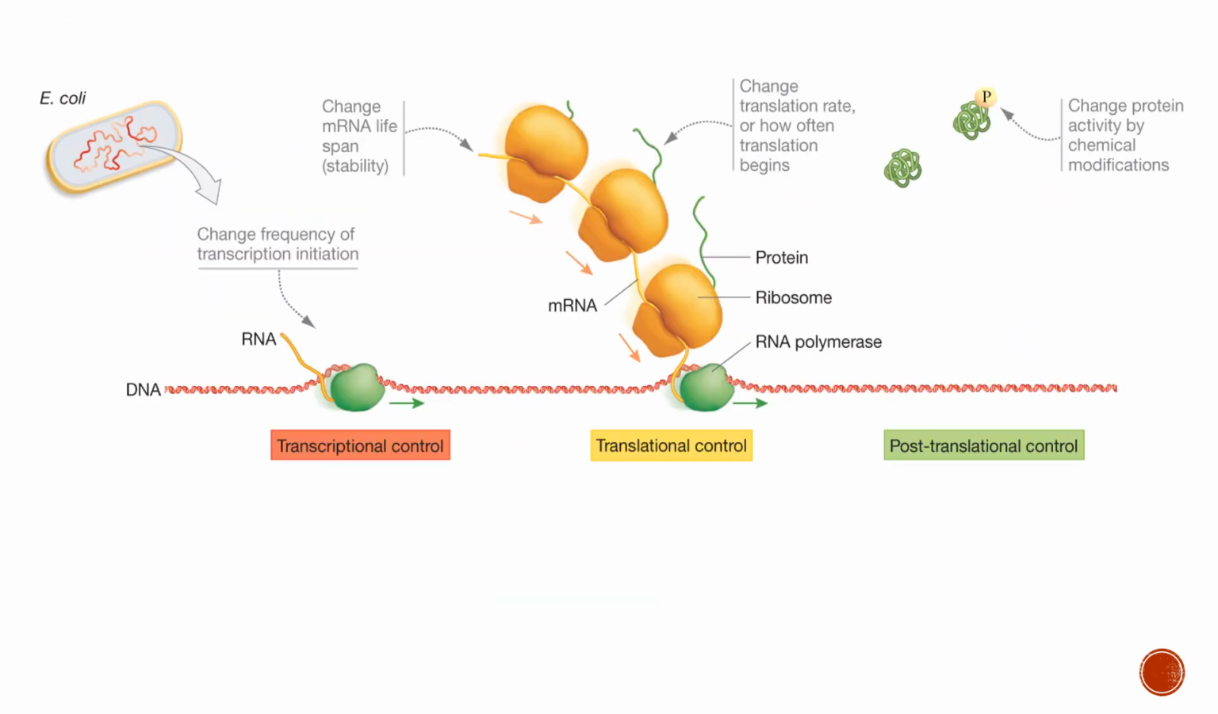All right, and then just a quick little picture here to more easily visualize what's happening. Transcriptional control is controlling the ability of RNA polymerase to bind to the promoter. Translational control, here at the ribosome, is being able to control whether the mRNA gets translated. And then we can affect the activity of the protein by adding or removing phosphates or other chemical modifications.